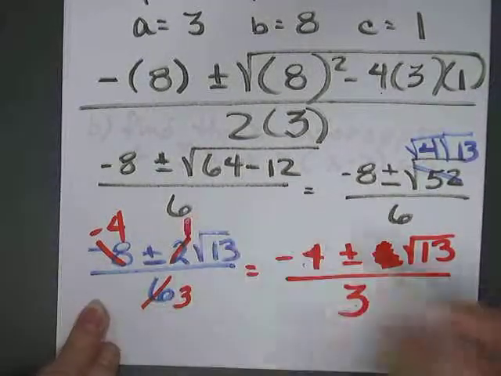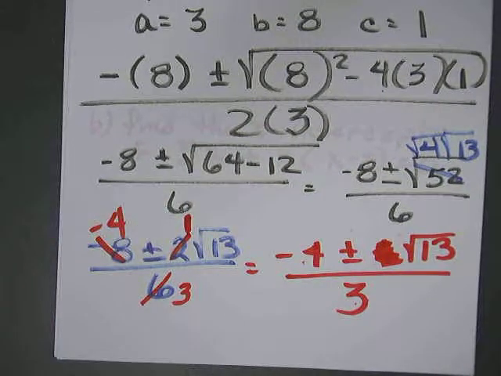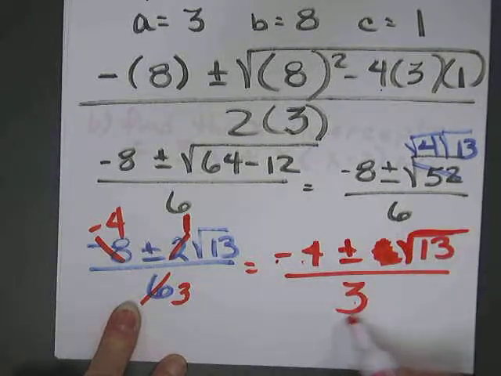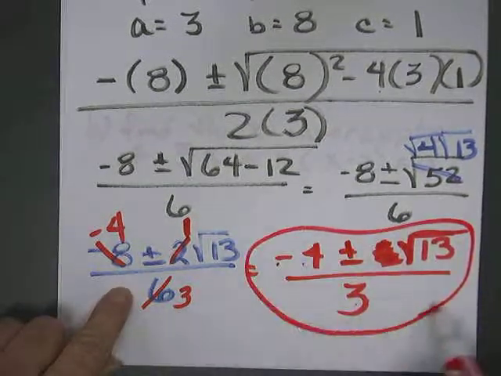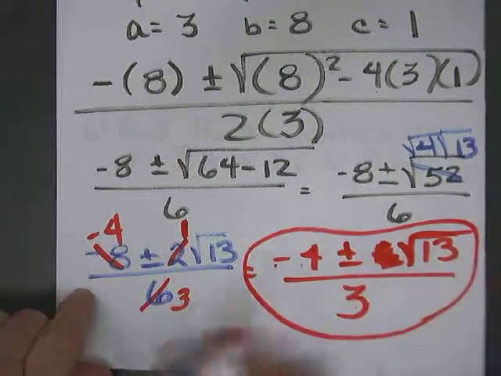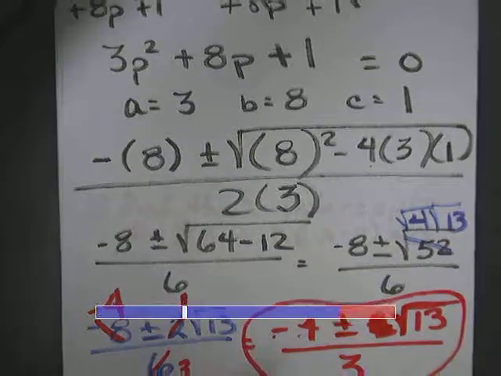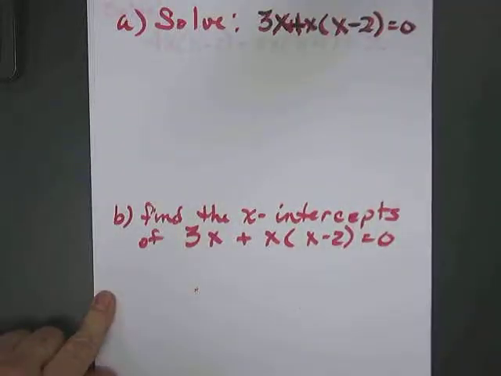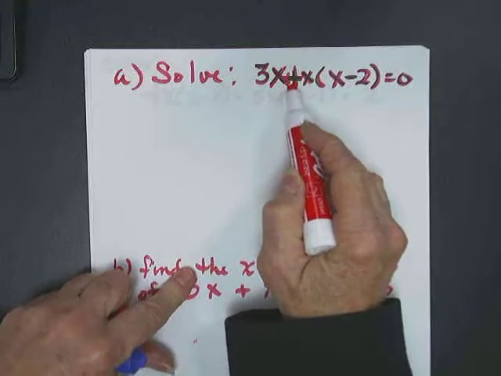Don't you mean? No, that's right, the 6. No, what is the 6? I'm sorry, I looked up there, sorry. I looked up above it. Okay, so we have negative 4 plus or minus the square root of 13 over 3. Okay, everybody got that?